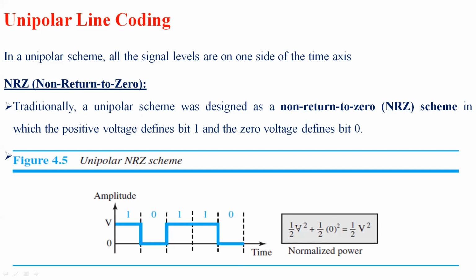Here we are going to calculate the normalized power using 1 by 2 V square, that is voltage at positive, that is V, and at zero, here 0 square. So it is given as 1 by 2 V square plus 1 by 2 0 square. So it is 1 by 2 V square, since the 0 term will eventually give 0. So this is NRZ.